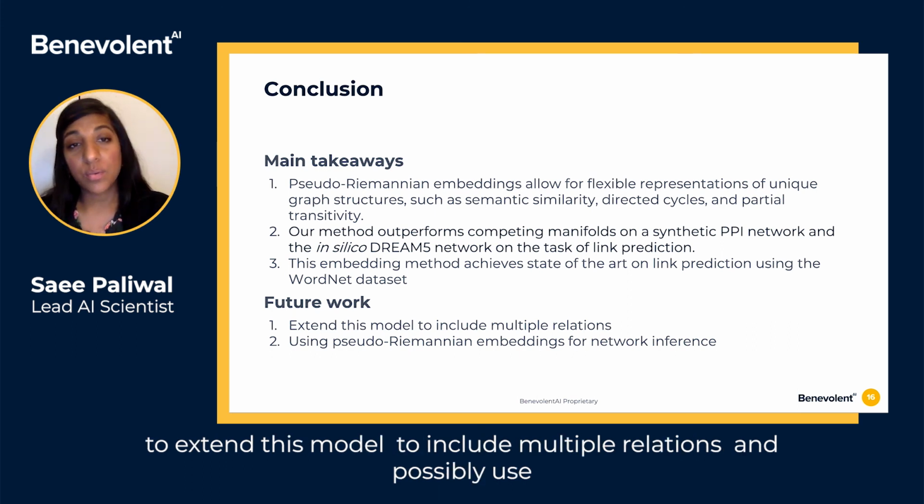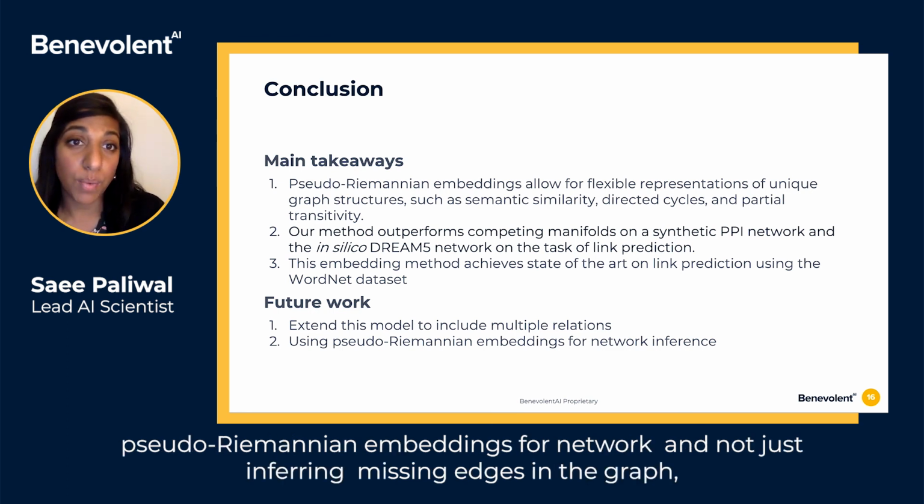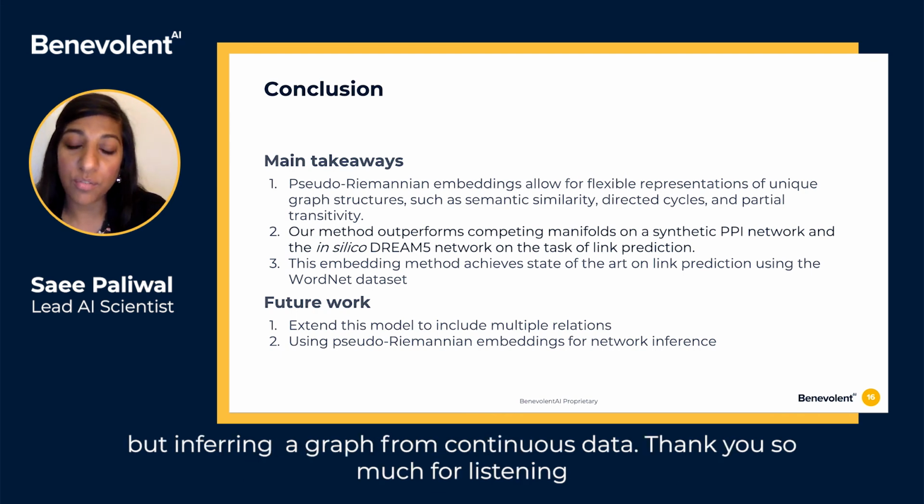In the future, we'd like to extend this model to include multiple relations, and possibly use Pseudo-Riemannian embeddings for network inference, not just inferring missing edges in a graph, but inferring a graph from continuous data.